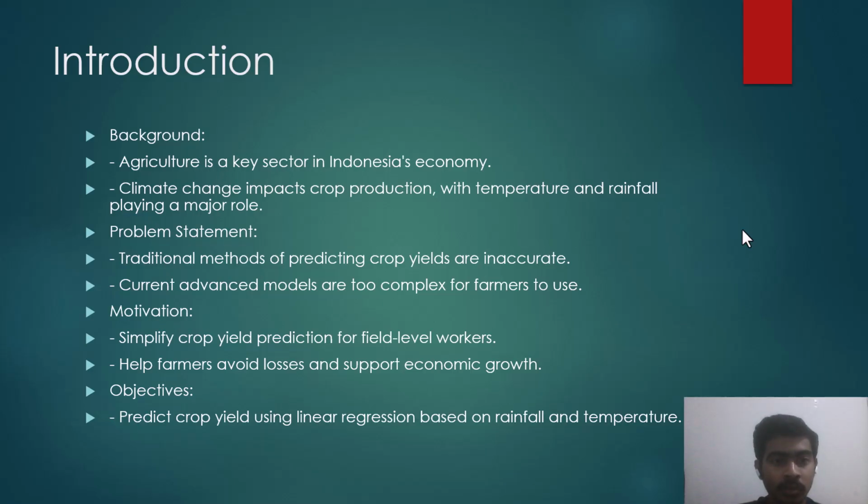We got our problem statement from this background, which is that traditional methods of predicting crop yields are inaccurate, and the current advanced models existing in machine learning and deep learning are very complex for farmers to use at field level. So we got our motivation here: to simplify the crop yield prediction for field level workers, and it also helps farmers avoid losses and support economic growth. Our objective is to predict crop yield using linear regression based on rainfall and temperature. Let's continue.